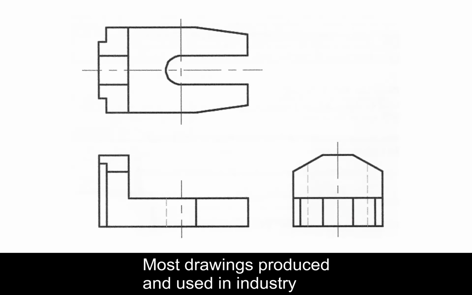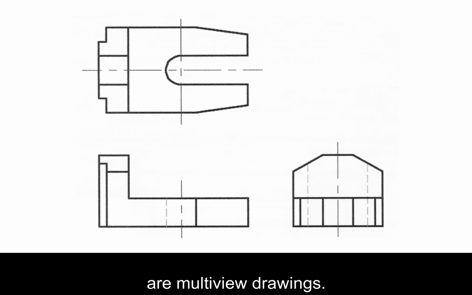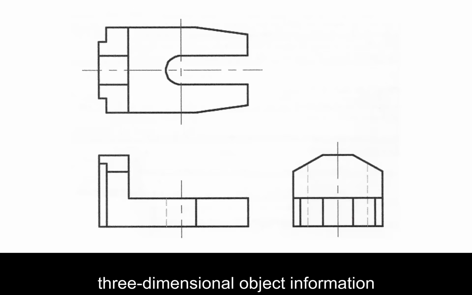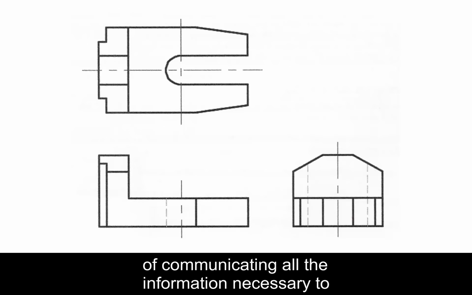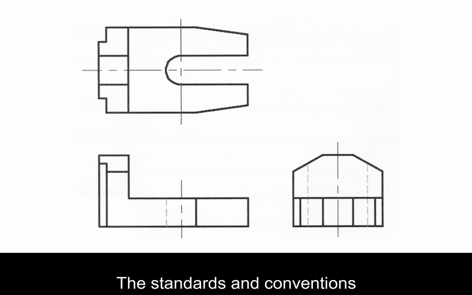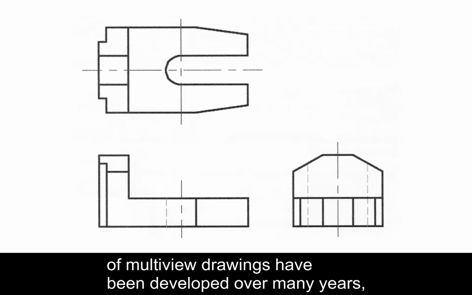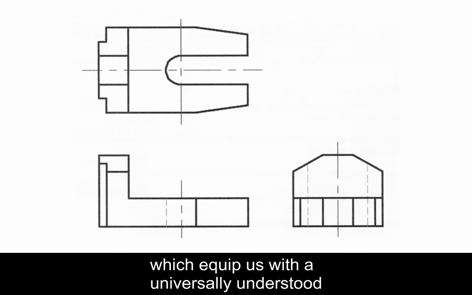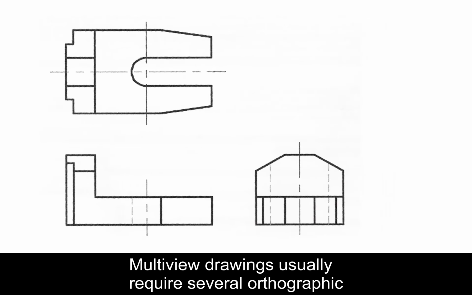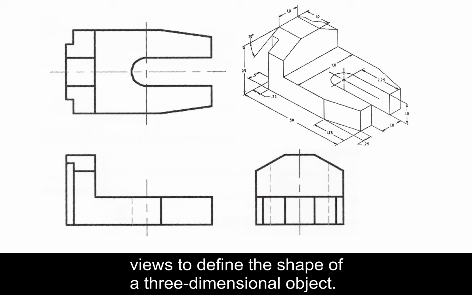Most drawings produced and used in industry are multi-view drawings. Multi-view drawings are used to provide accurate three-dimensional object information on two-dimensional media, a means of communicating all the information necessary to transform an idea or concept into reality. The standards and conventions of multi-view drawings have been developed over many years, which equip us with a universally understood method of communication. Multi-view drawings usually require several orthographic views to define the shape of a three-dimensional object.